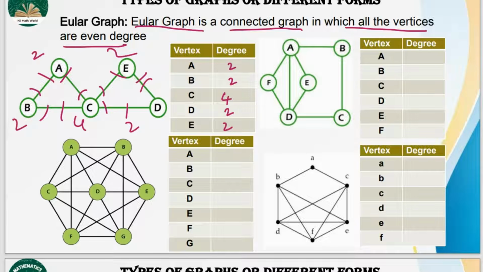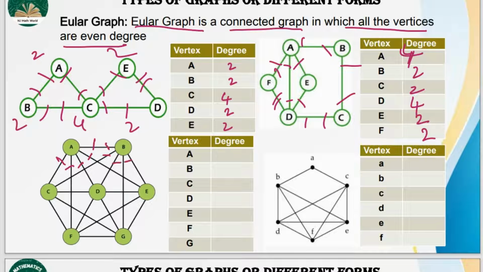Then next one, A is 4, B is 2, C is 2, D is 4, E is 2, and F is 2. So all are even, therefore it is Euler.